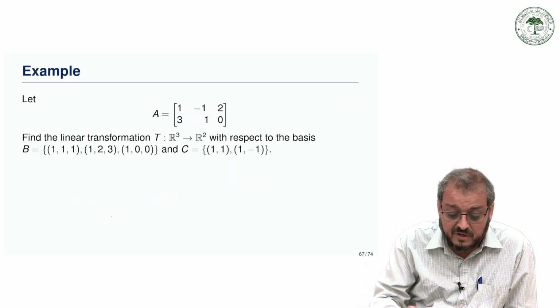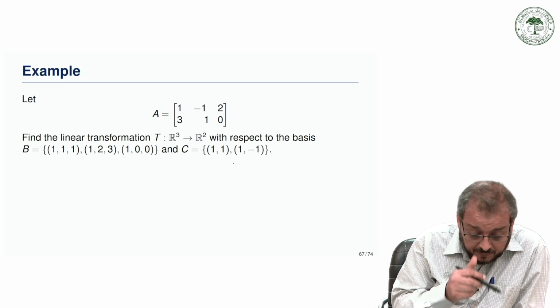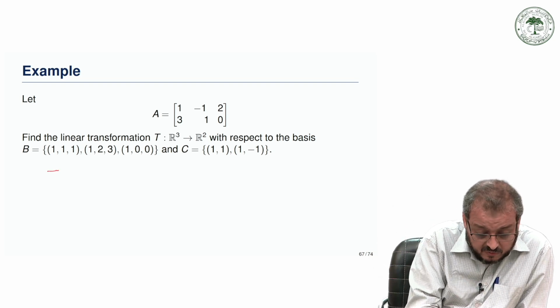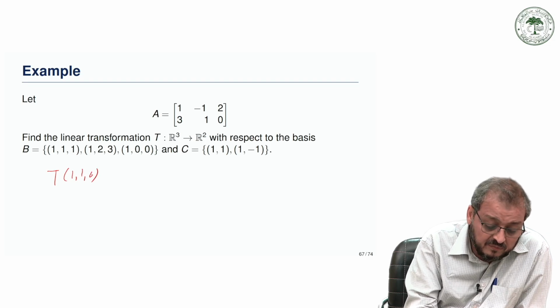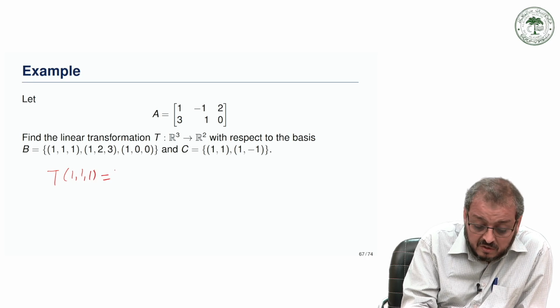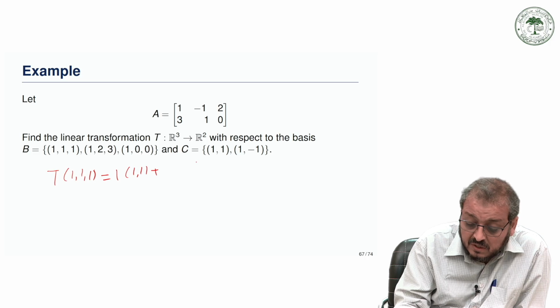Now I take a different basis, and we again go from R3 to R2. So I just calculate first T of (1, 1, 1). This can be written as a coordinate vector: this is equal to (1, 1) plus 3 times (1, -1).